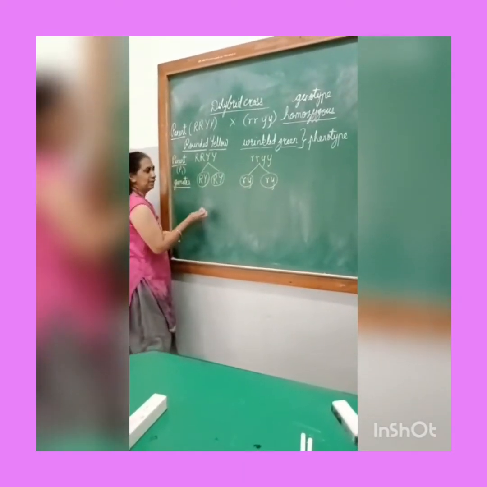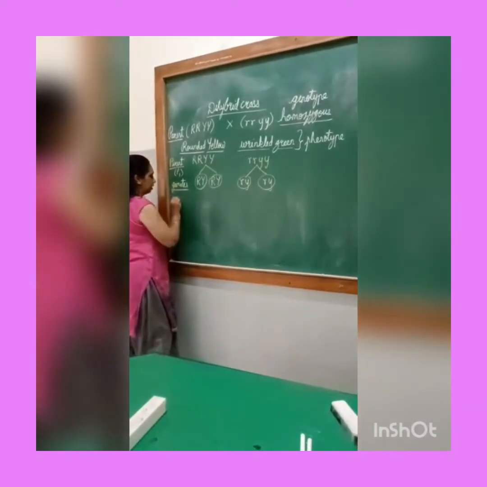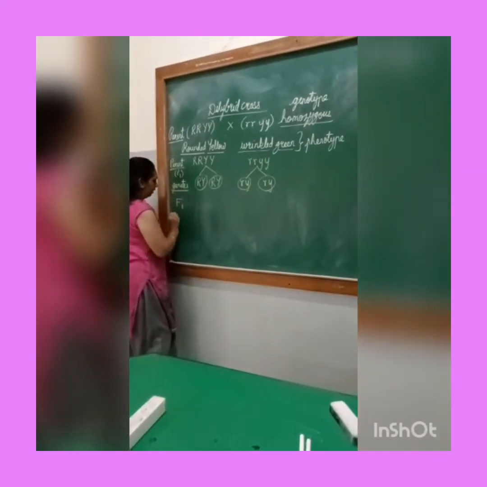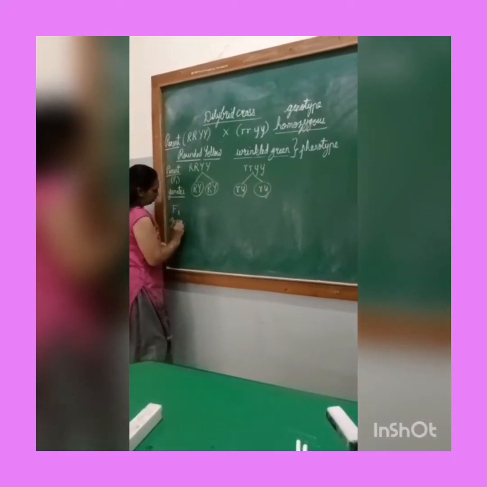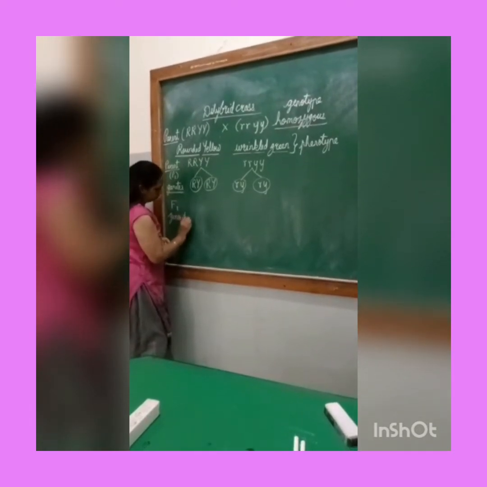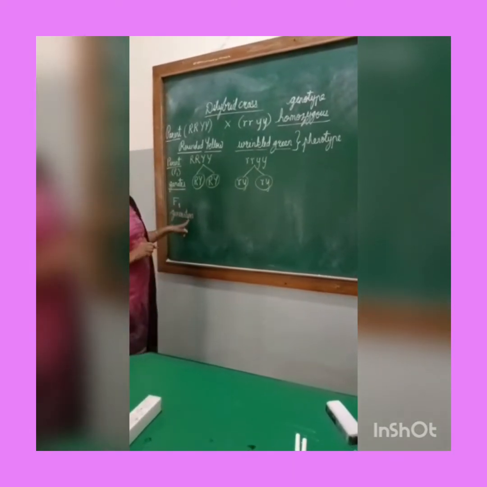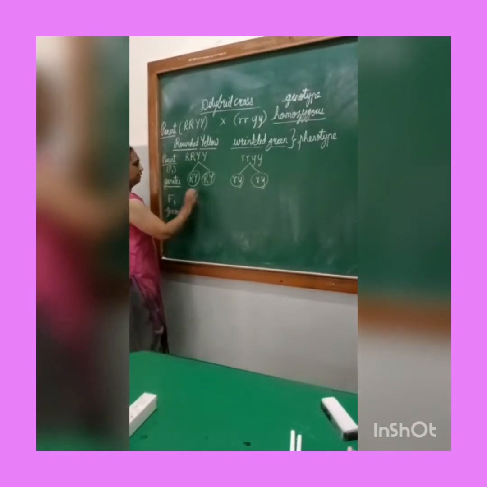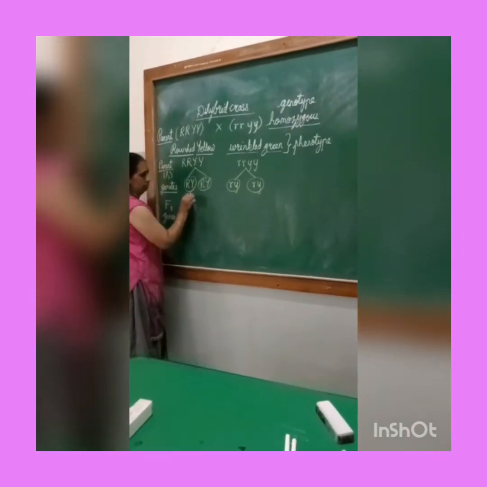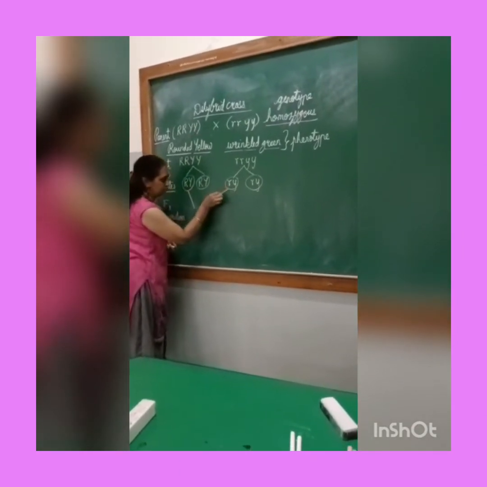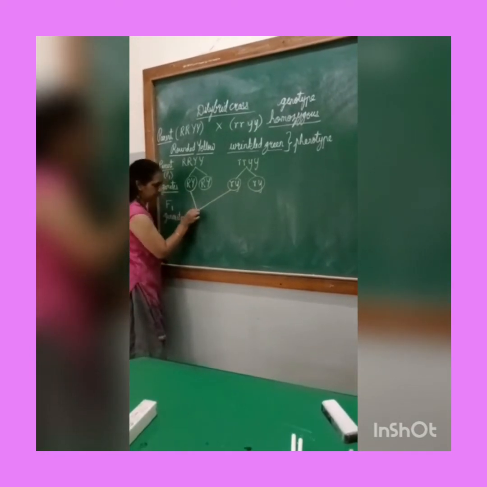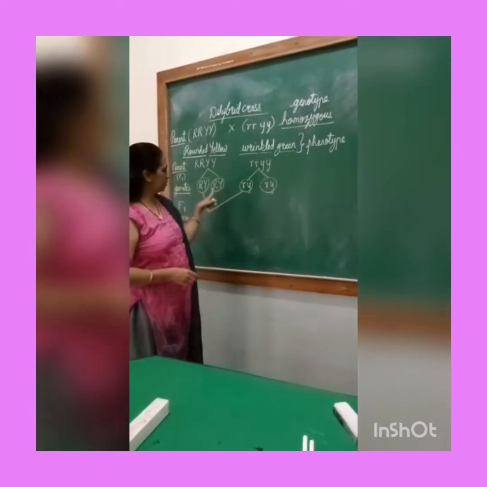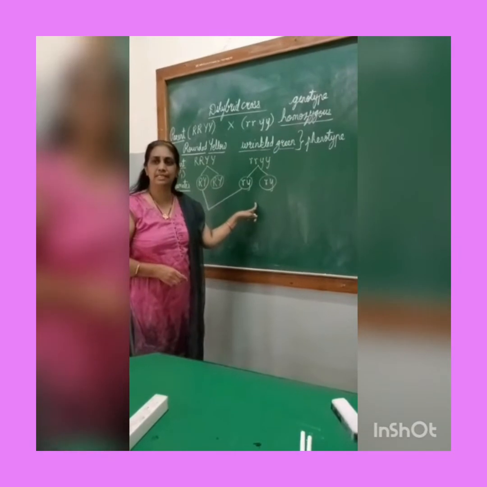Okay, so what will we get? We will be getting the F1 generation. Okay, F1 generation we are going to get over here. So let us see what happens when this pollen fuses with this particular ovule. This pollen grain is fusing with this ovule.